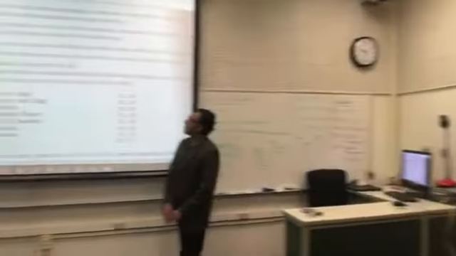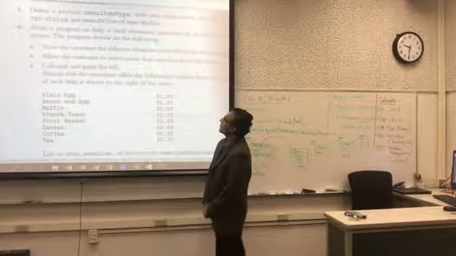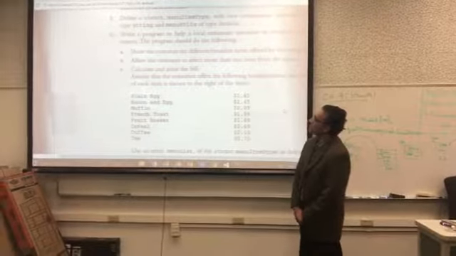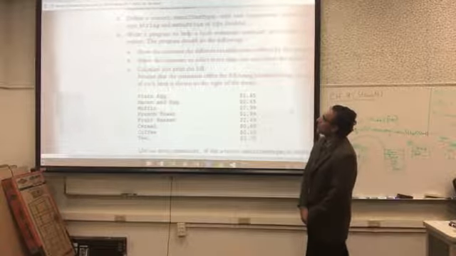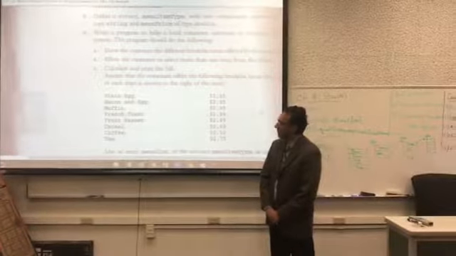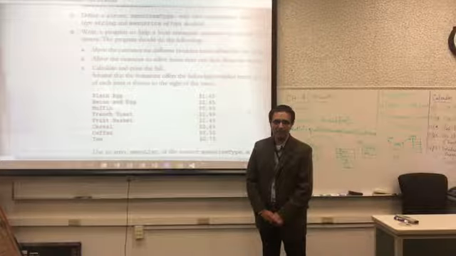So it says write a program for a local restaurant to automate their breakfast system. The program should do the following. So there are 3 things. Show the menu. Here's the menu. Allow the customer to select more than one item. Customer wants coffee and fruit basket. Allow them to select both of them.